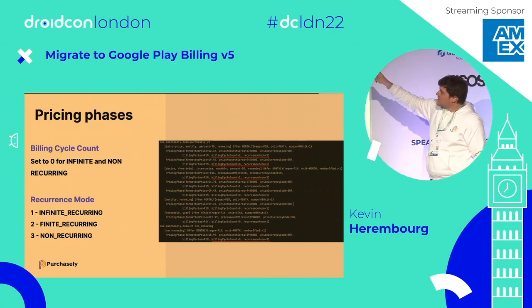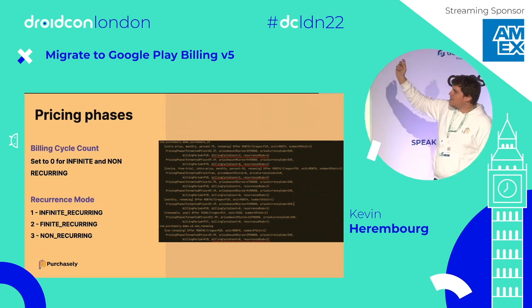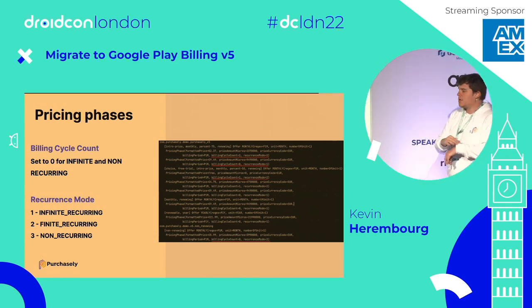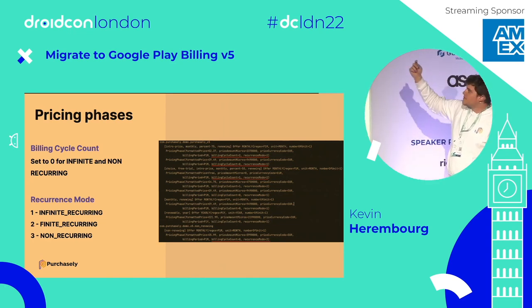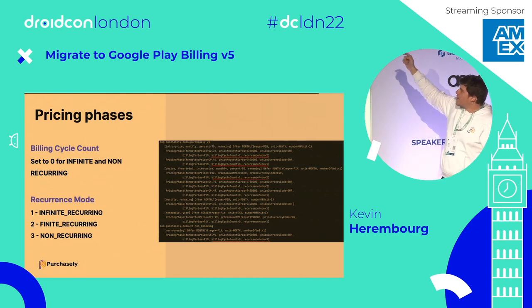And the important thing is that they also change the way to know if it's a prepaid subscription, a renewing subscription, or a non-renewing subscription. You know that by the recurrence mode, and I've set the number here. So as you can see, you have the billing cycle count, which is the number of periods for these subscriptions.